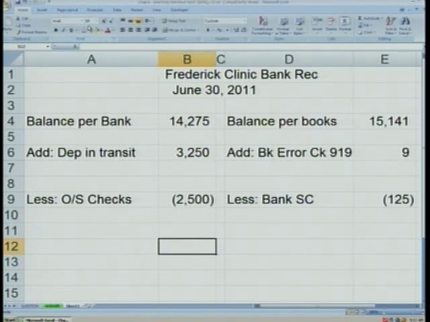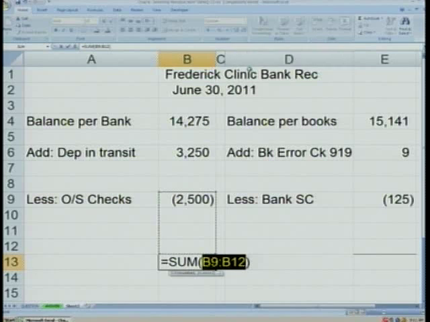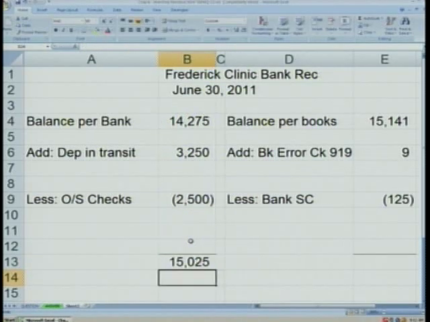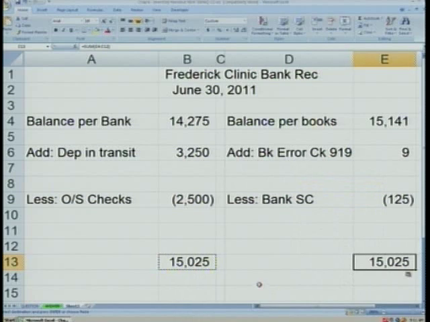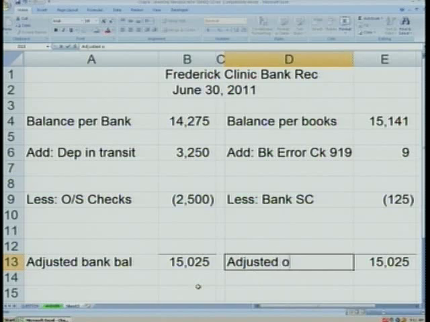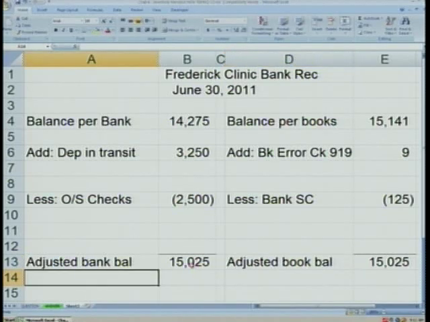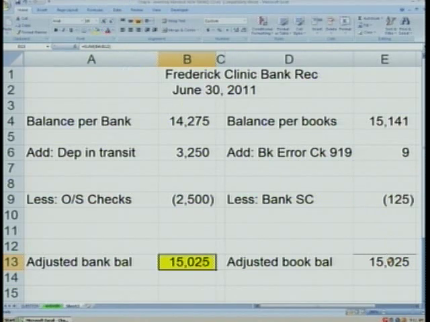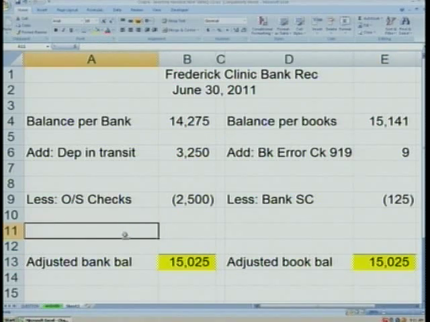Okay, now let's see. I think this is going to reconcile. But let's add those up. And they come to the same number, don't they? Now, what are we going to call that? Let's call that the adjusted bank balance and the adjusted book balance. And those amounts in yellow are equal, are they not? So they equal to the penny. We have successfully performed a bank reconciliation, right? Are you with me? Is that what y'all got?